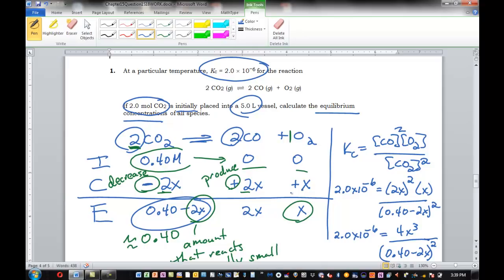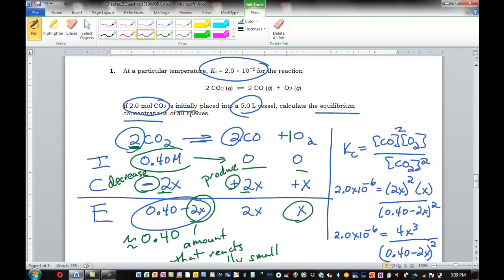All right, and then we have initial. We know there's going to be some change. We just add those two together. 0.4 minus 2X. 0 plus 2X is just 2X. 0 plus X is just X. All right? So that's the ice table. Really, really important that you can set that up, because if you don't set it up right, guess what's going to happen? You're not going to get the problem right.